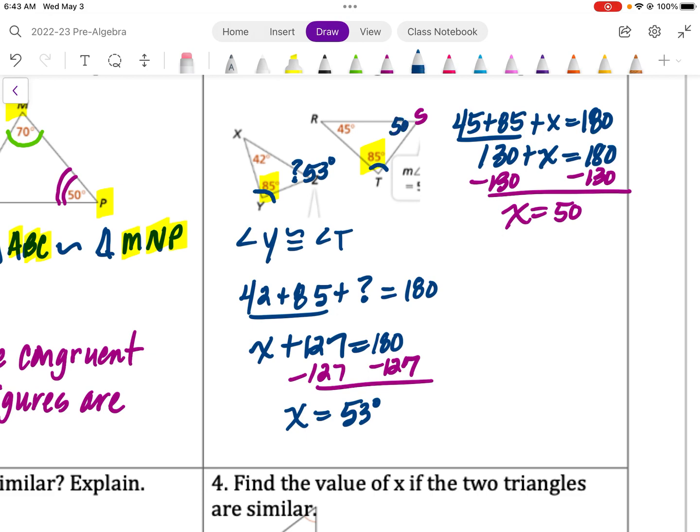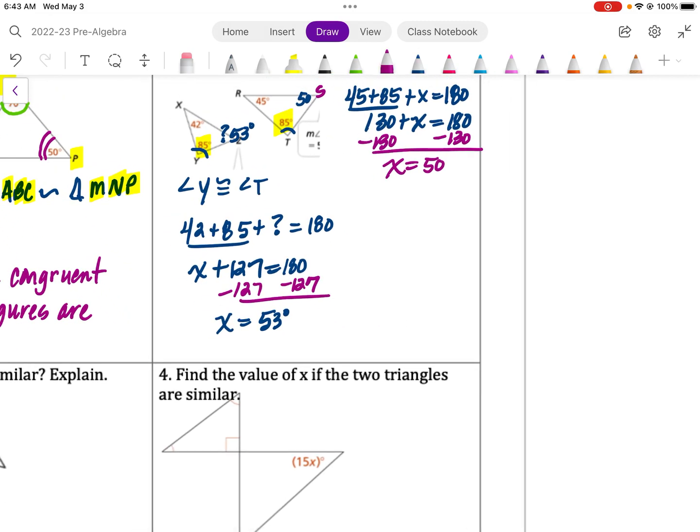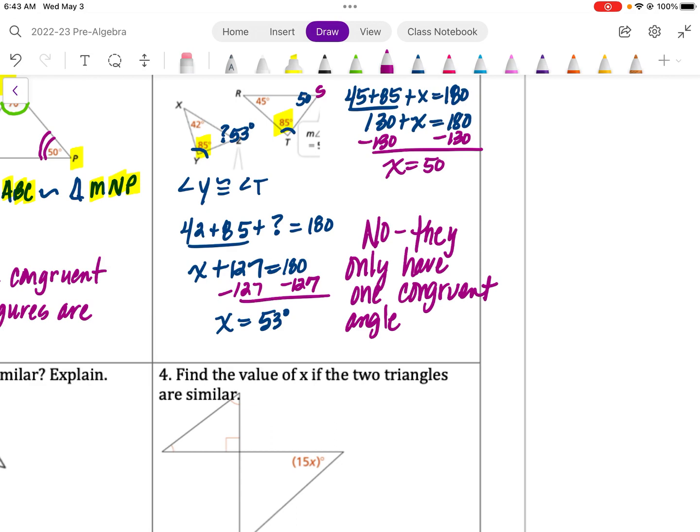So I can see that now that I know the three angle measures in both of those figures, I would say that no, they are not similar. They only have one congruent angle. Just to be clear, I'm going to say not similar.